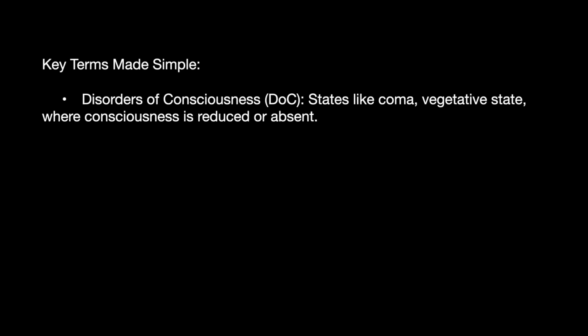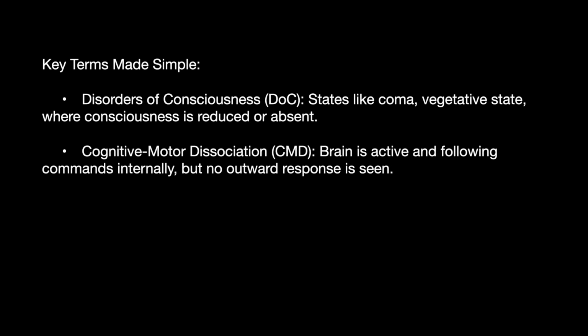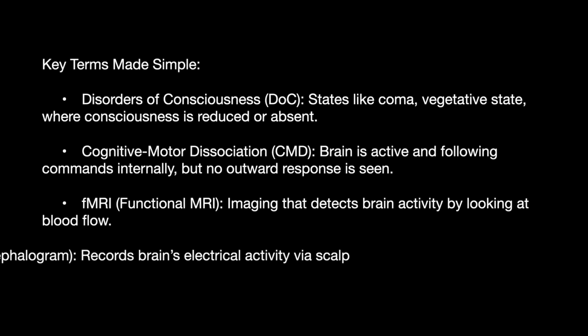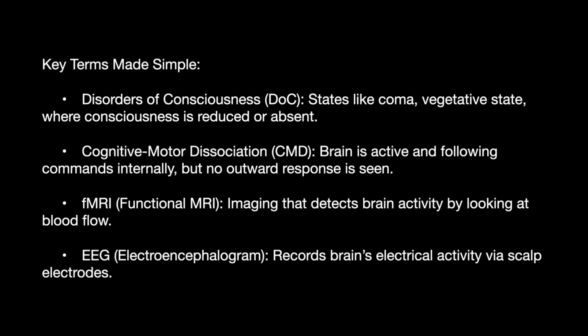So what are the key terms? The most important is the DOC, or disorders of consciousness. These are states like coma and vegetative state, where consciousness is reduced or affected. Cognitive motor dissociation: the brain is active and follows commands internally, but outwardly the patient is unable to generate any motor response to show that the patient is responding to any of our commands. Functional MRI: this is imaging that detects brain activity by looking at the blood flow. EEG: this records the brain's electrical activity by scalp electrodes.